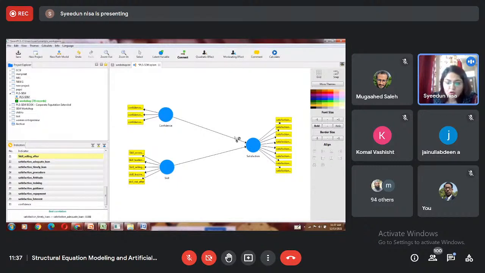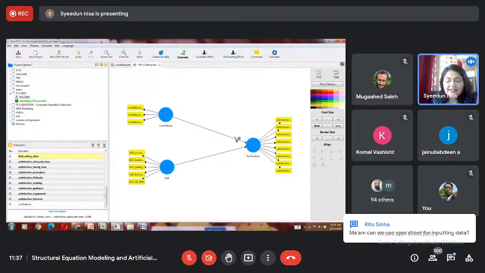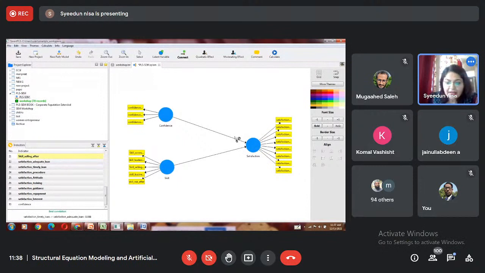So first thing that I'll do is I'll check a measurement model. I'll see whether my reliability, my validity, all are okay or not, all are fine or not. Okay. Once I know that yes, reliability, validity, everything is within range, within limit, then only I'll move to structural model. Okay. So what we have now with us, confidence and skill are my independent variables, and my satisfaction is the dependent variable. Now I'll run a model.